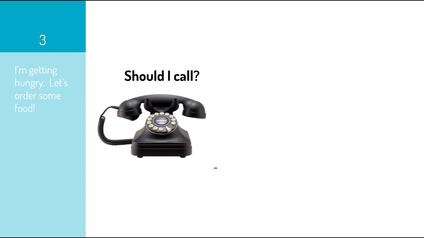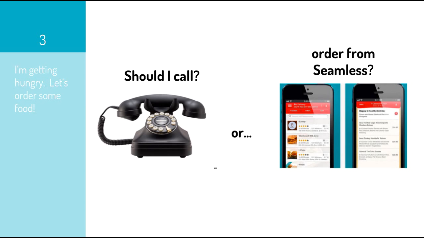Before we get started, I'm getting a little hungry, so let's order some food. Should I call my local pizza place or should I order from Seamless? All right, so let's think about the difference in this experience. When I make a phone call, I only get auditory feedback from the other person on the line. When I order from Seamless, I'm able to see the menu. If I can't read it, I'm able to use built-in supports to have it read for me.